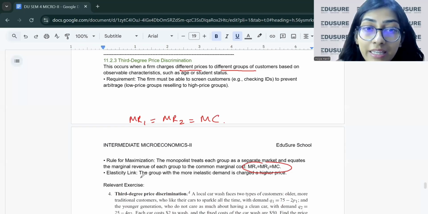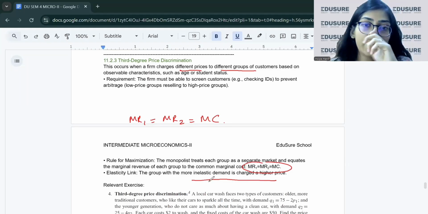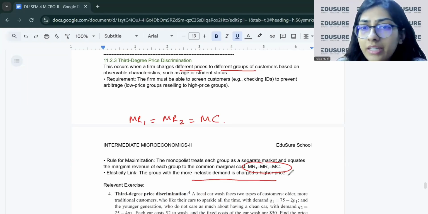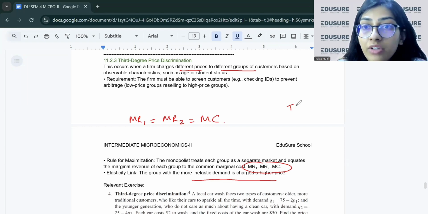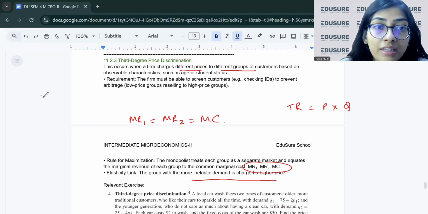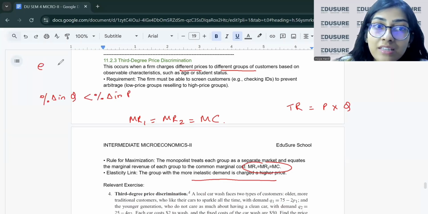Okay, elasticity link: the group with more inelastic demand is charged a higher price. This is obvious, right? We have studied this in the Lerner index also. And it is basic logic that more inelastic demand will get a higher price, because your total revenue is P into Q, right? If demand is more inelastic, what would that mean? That the percentage change in quantity is going to be less than the percentage change in price. That is why the elasticity is less than 1.